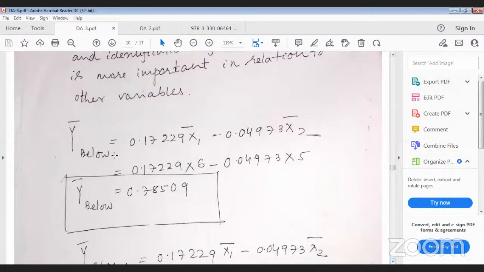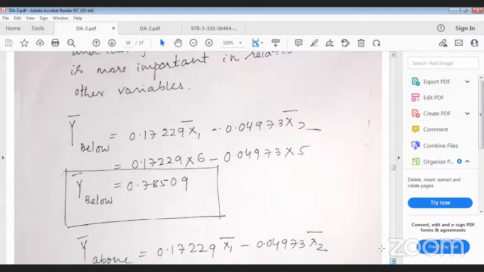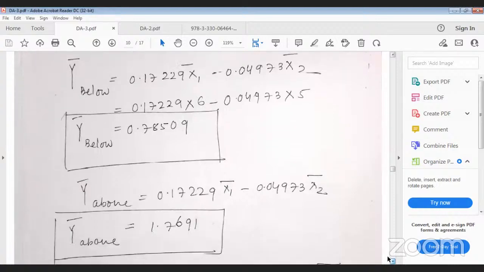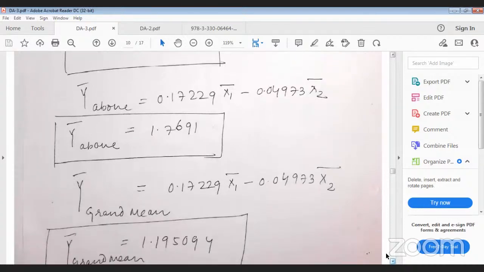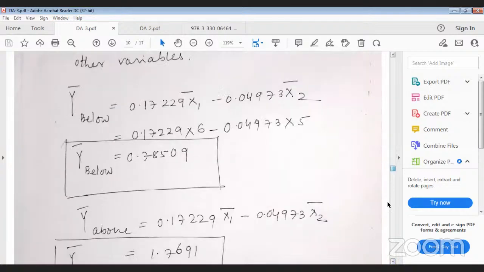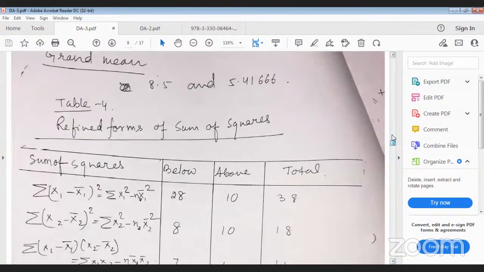So if we put below here, then x1 bar value is what? 6. X2 bar is equal to 5, you put that and you'll get the y bar below value. Y bar below value you have got 0.78509. Similarly, y bar above we have to calculate. For y bar above, what is x1 bar and x2 bar for above? You already know. Before you calculated, just put it here. Just check here.